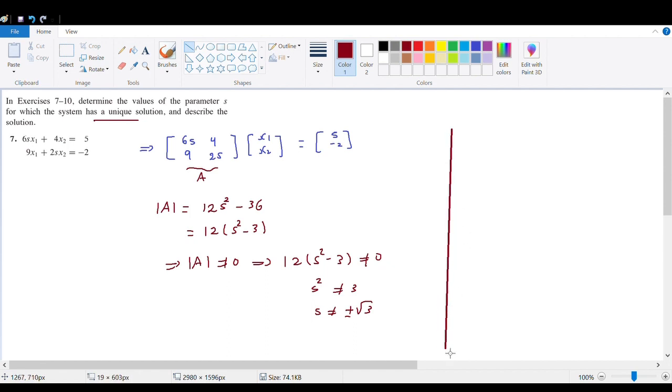Also we need to describe the solution. So we need to find what x1 and x2 are. So x1 will be the determinant of the matrix A where we replace the first column by 5, minus 2, here 4, 2s.